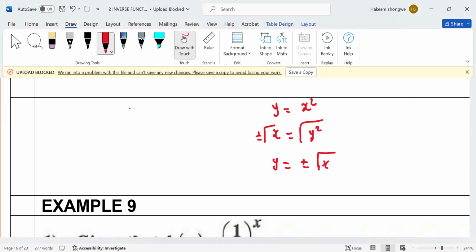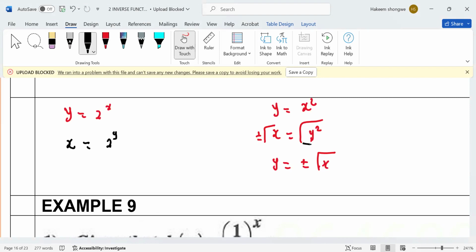Now, suppose I give you something like this here. You know y is equal to 2^x. And then I ask you to get the inverse of this thing. What is the law of getting the inverse? What are you going to do? You're going to change x and y. So what am I going to write here? x is equal to 2^y.